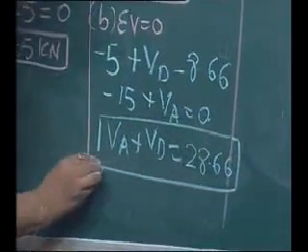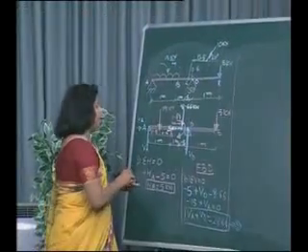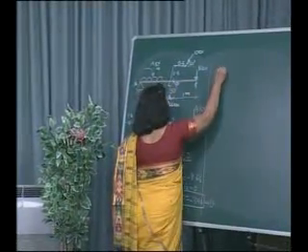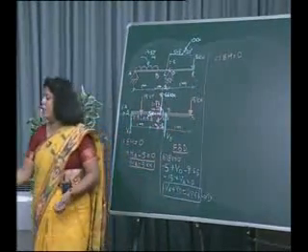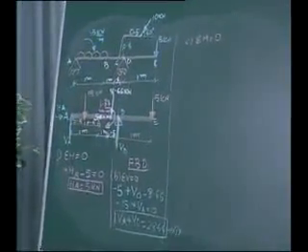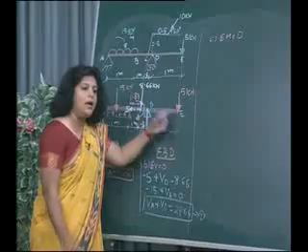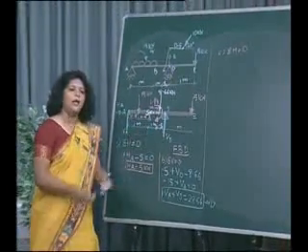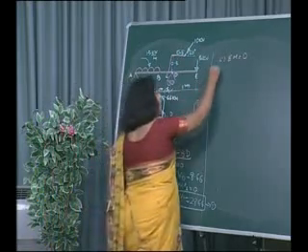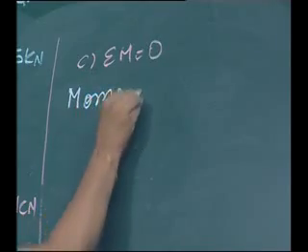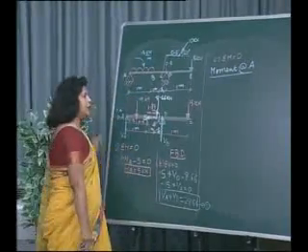Now we have to apply our third condition of equilibrium, and that is sigma moment equal to 0. When we are talking about sigma moment equal to 0, we have to take moment about either support D or support A or support E. Anywhere we can take the moment and equate it to 0. So to start with, suppose we take moment about support A.